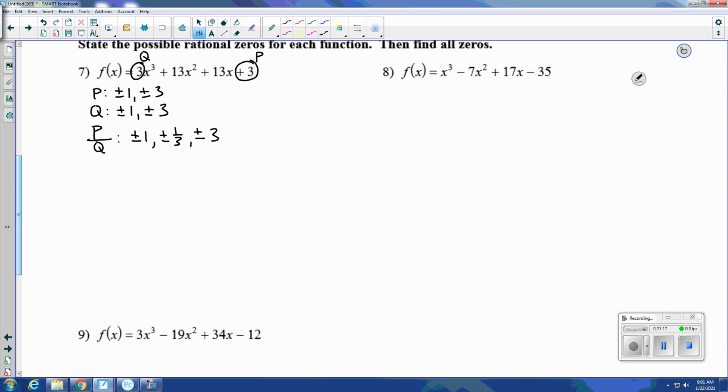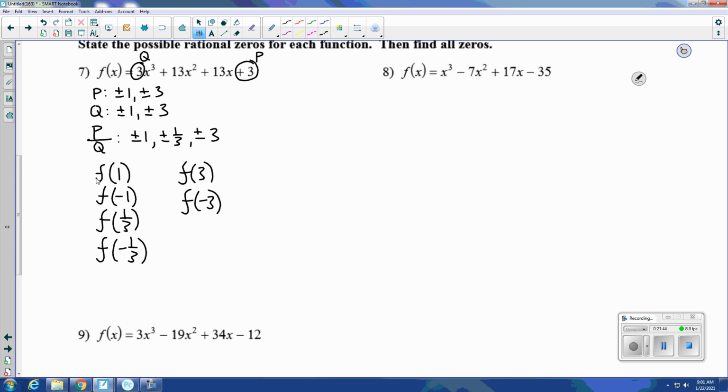So using a calculator, we could say, well, what's f of 1? What's f of negative 1? What's f of 1/3? What's f of negative 1/3? What's f of 3? What's f of negative 3? Now, how many do we have to check? We really only have to identify 1 zero out of this list, because if I take 1 zero, I can then use that zero to reduce this cubic to a quadratic.